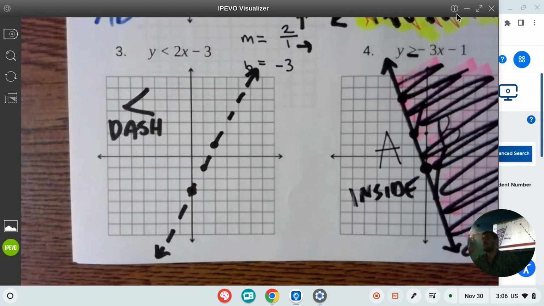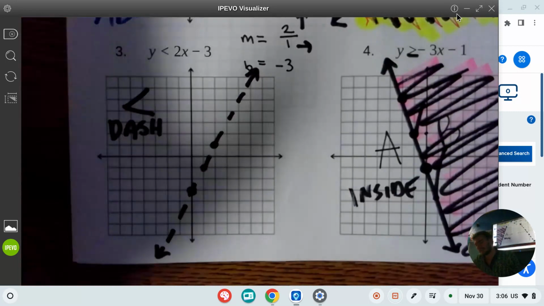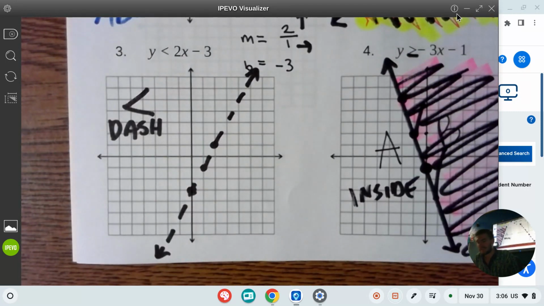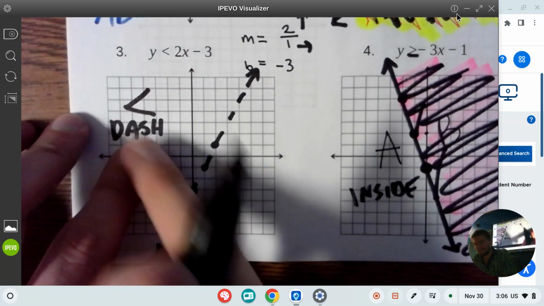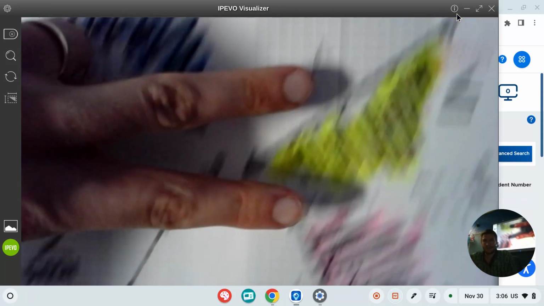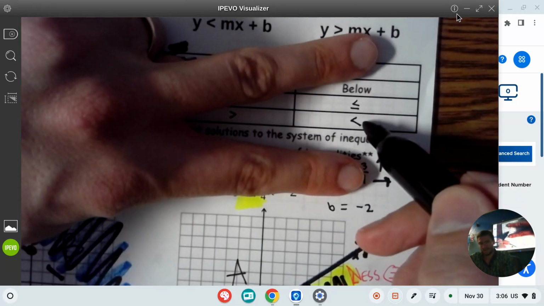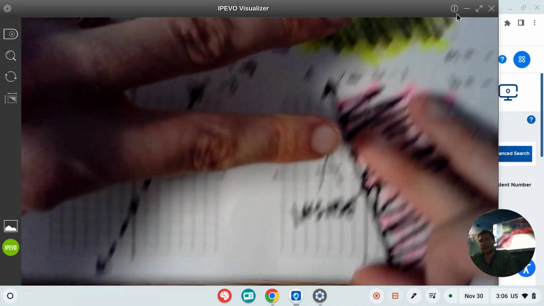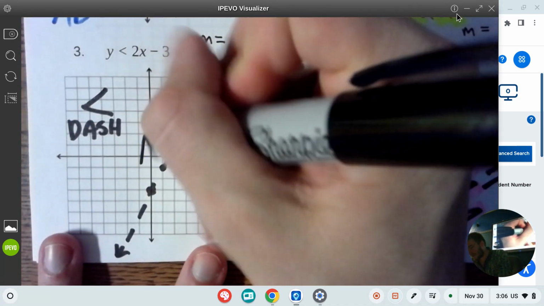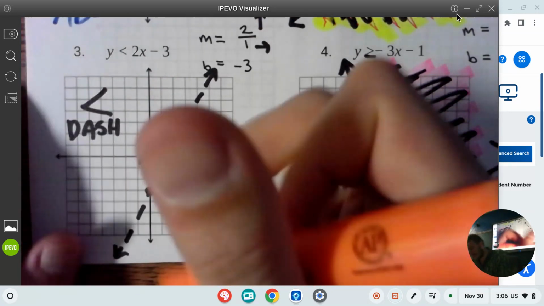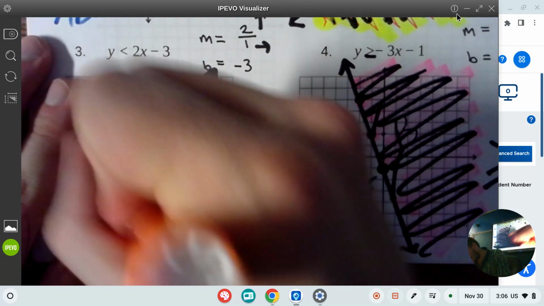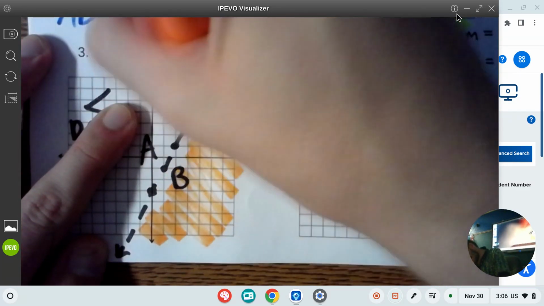Okay? We got 2 decisions for every question. Is it solid or dashed? The second decision, is it above or below? That's a less than symbol. I see my less than symbol right here. That is a below. So I need to color below. Which side is below? Am I coloring on the A side or the B side? B. I'm going to color on the B side. Okay? So, coloring on the B side, done.